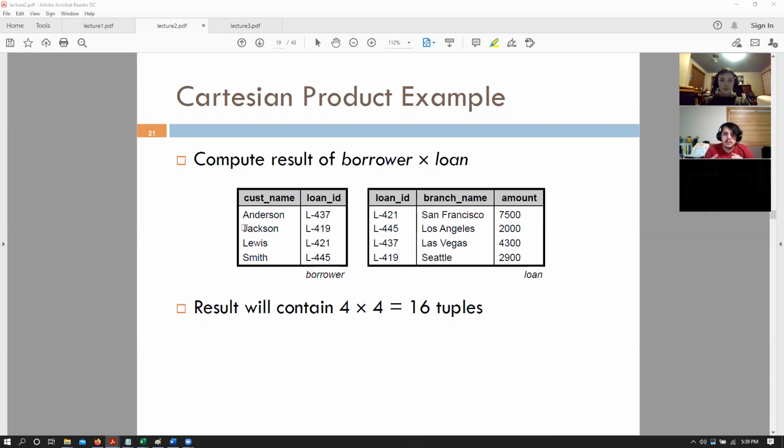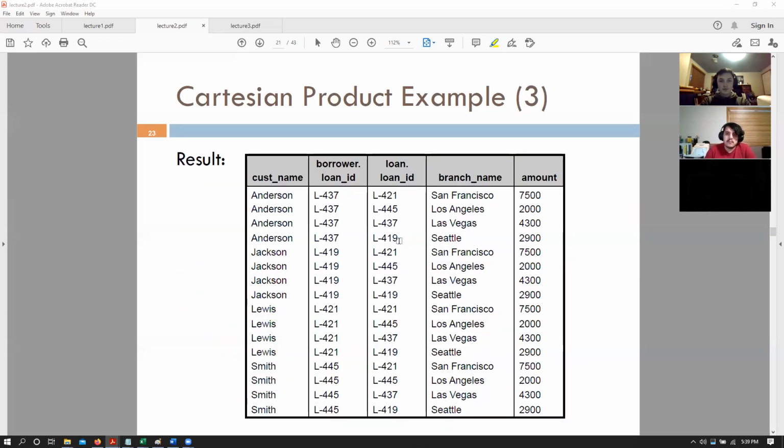Secondly, we move on to Jackson. Again, we have individual rows for all of our loan values, right? The corresponding schema or relation for that particular Cartesian product would look something like this, right? So note one thing: in this particular scenario, we have two attributes that have the same name, right?